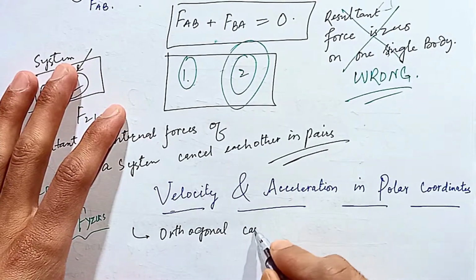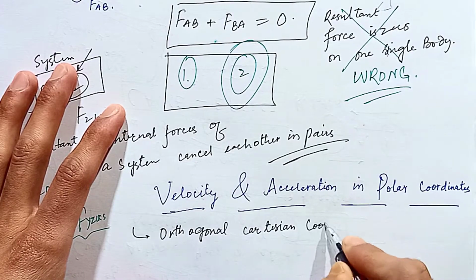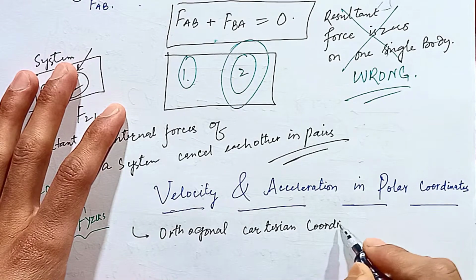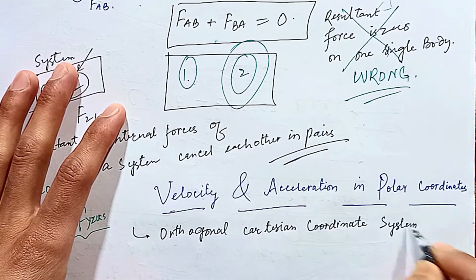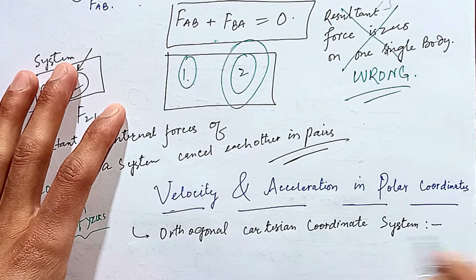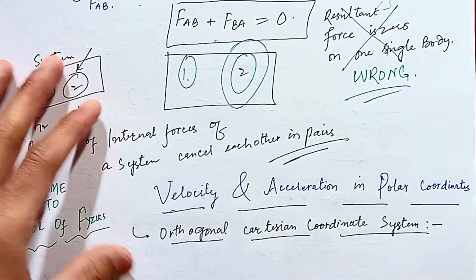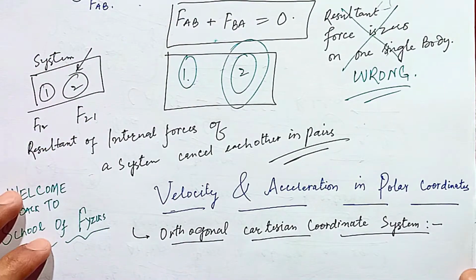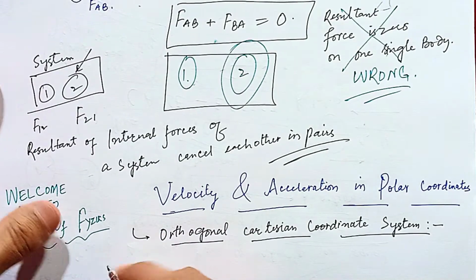Cartesian coordinate system. Okay, so if we discuss this, we have to consider, for example, I am giving you a simple example.